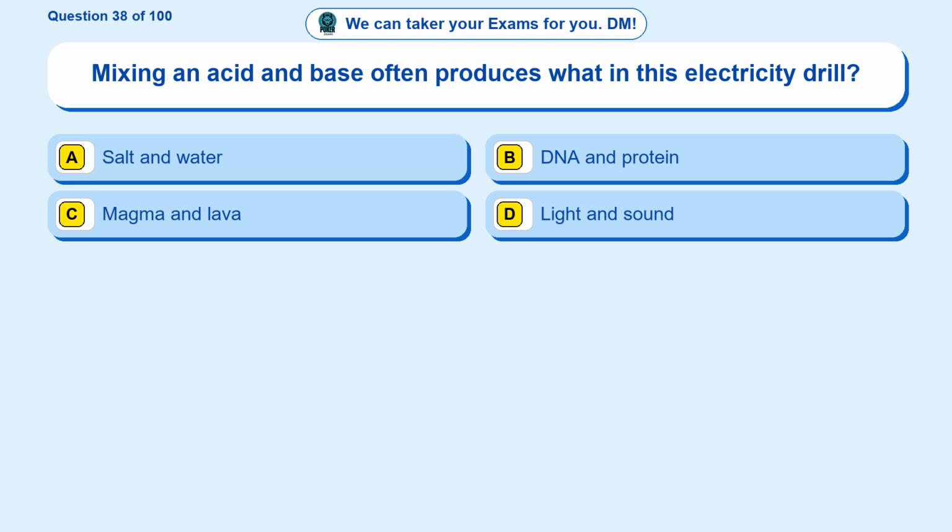Question 38. Mixing an acid and base often produces what in this electricity drill? Option A, salt and water. Option B, DNA and protein. Option C, magma and lava. Option D, light and sound. The correct answer is option A, salt and water.